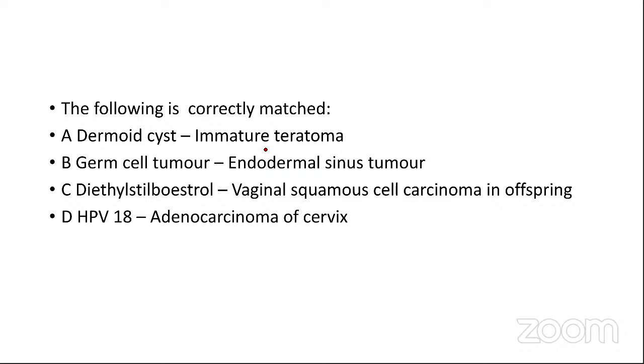Diethylstilbestrol causing vaginal squamous cell carcinoma in the offspring is wrong, right? Because diethylstilbestrol causes vaginal adenocarcinoma in the offspring. HPV 18 causing adenocarcinoma of the cervix is appropriate. So in this, let's speak about a few important points pertaining to this topic, okay?